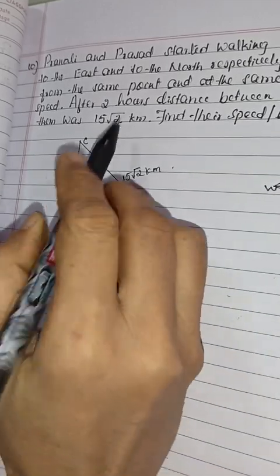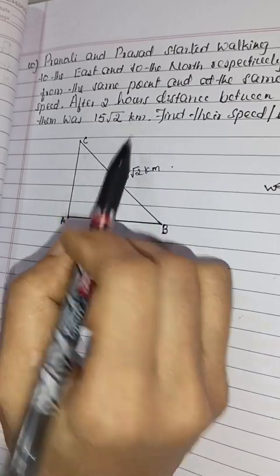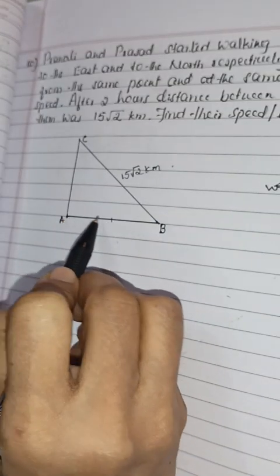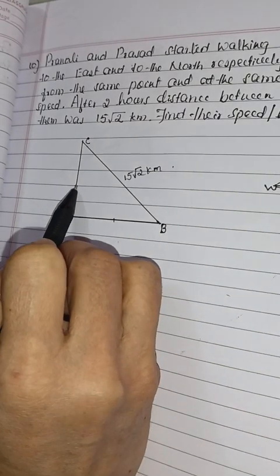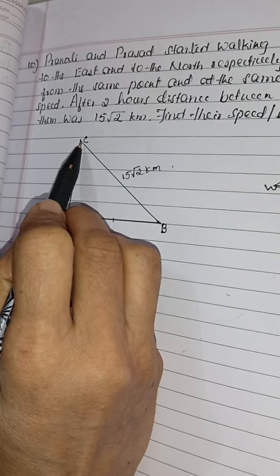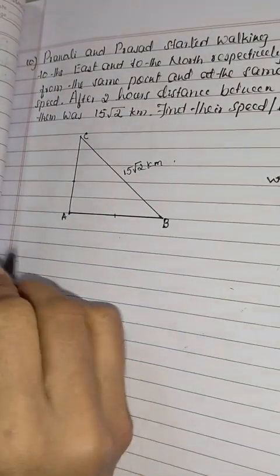See, both have the same speed. After 2 hours, both took 2 hours. Pranali, after 2 hours she reaches point B. And Prasad also, after 2 hours he reaches C. So let's write here in this figure.